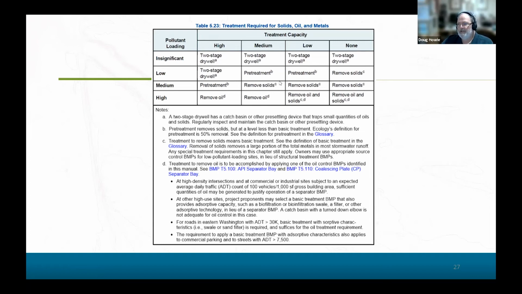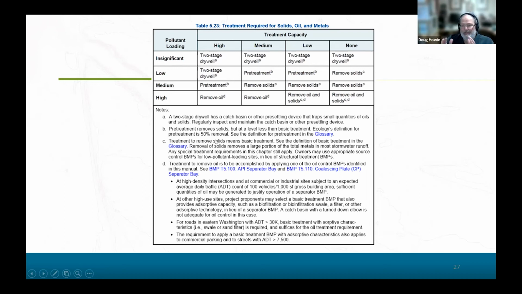And notice we have removing solids, pre-treatment, removing solids, and removing oil. We don't have removal of phosphorus, and we don't have removal of metals in the UIC rule. That's because water's going into the ground, and in the groundwaters we're not worried about dissolved copper and dissolved zinc and total phosphorus. So if you're doing UICs, we're not treating for metals or phosphorus.